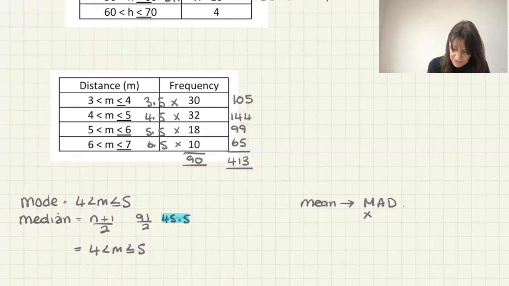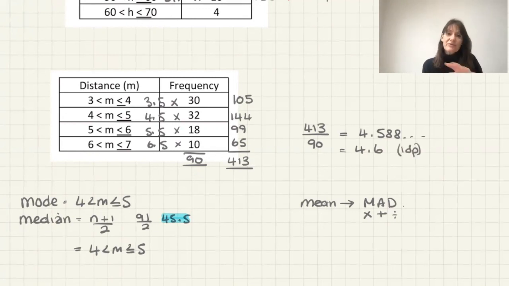Add those and I've got 413. So I've done the adding stage as well. I've got that already done from when I did the median. So I can do the divide step now. So D for divide, 413 divided by 90. That is going to give us 4.58. On it goes. So we'll round to 1 decimal place.